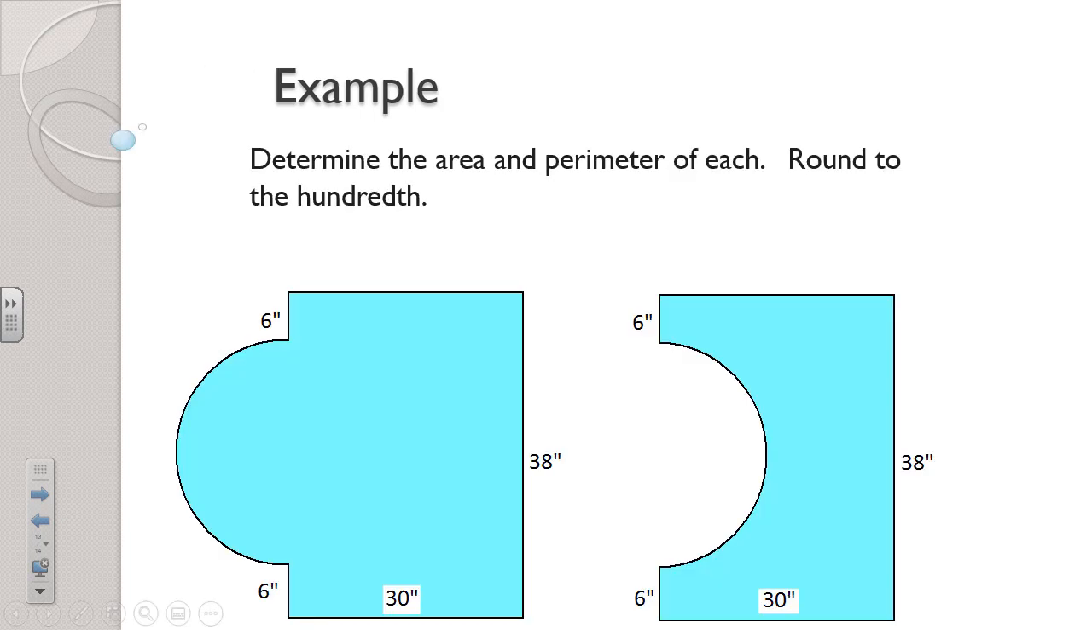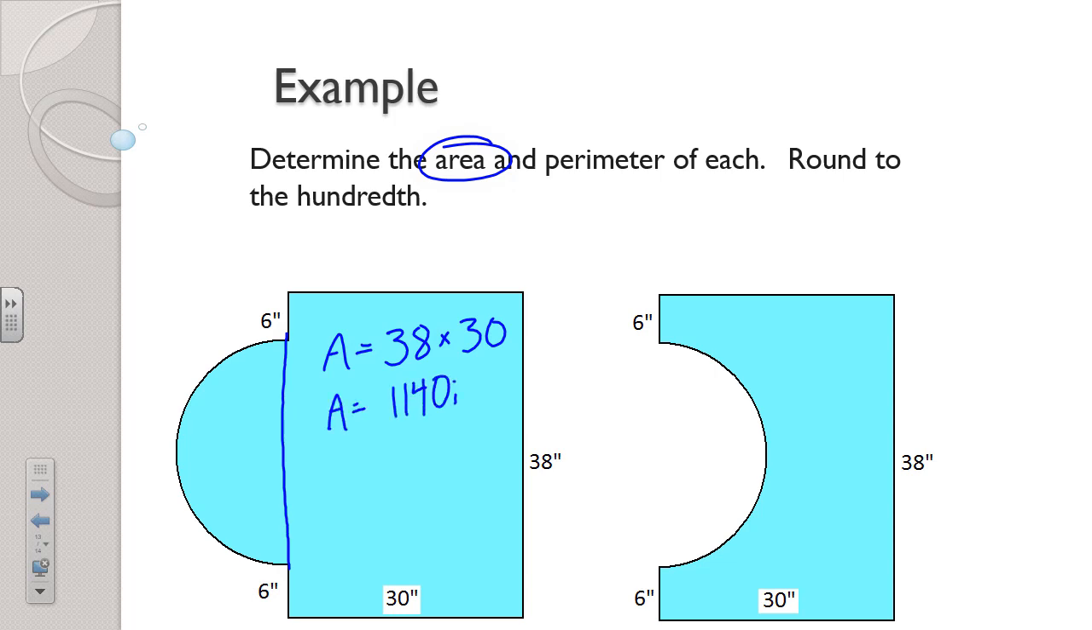Okay, before we wrap this up, this is kind of an interesting problem. Let's determine the area and the perimeter of each of these shapes. Okay, again, take out your calculator. Let's start with the area of each of these two shapes. So for the one on the left, it's pretty clear we can break that into a rectangle and a semicircle or a half circle. The area of the rectangular part is going to be length times width, or in other words 38 inches by 30 inches, which means the area of this part is 1140 square inches. Do you agree with that?